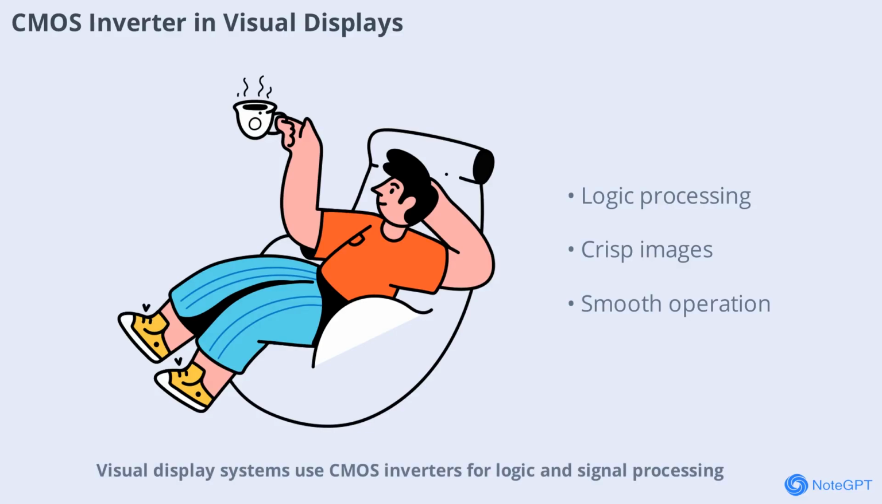Visual display systems use CMOS inverters for logic and signal processing. Their speed and efficiency support crisp images and smooth operation. We'll discuss how CMOS inverters contribute to advanced display technology.